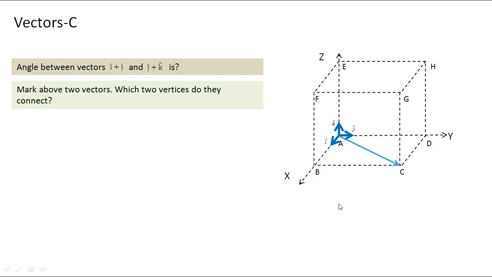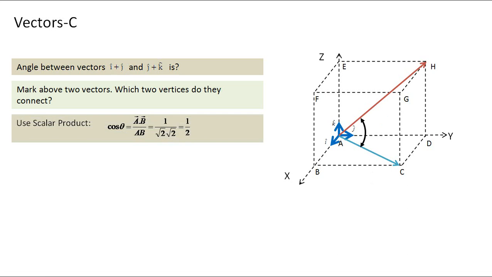Similarly, I can mark the second vector also, j cap plus k cap. What will j cap plus k cap? Move along y-axis, then move along z-axis. Where do we reach? So A to H will be my j cap plus k cap vector. What we need to find? We need to find angle between two vectors. So these two are the diagonals on the faces of the cube. These two are the diagonals on the faces of cube.